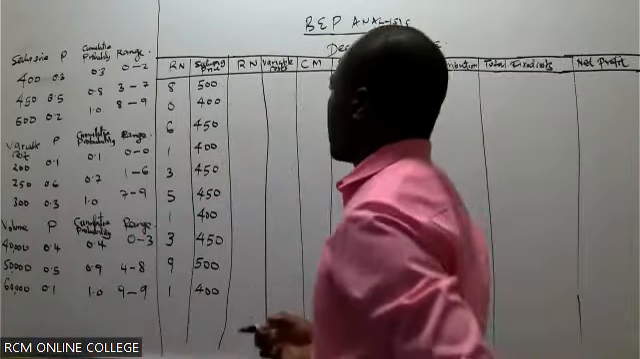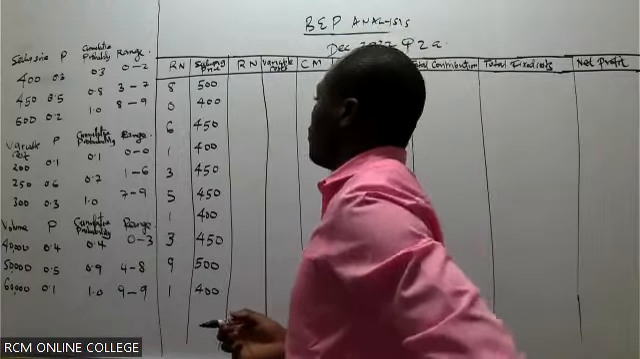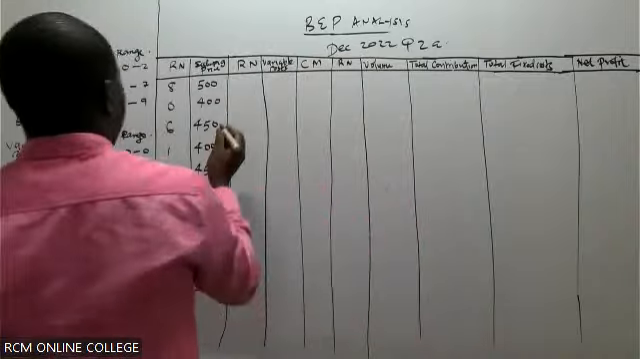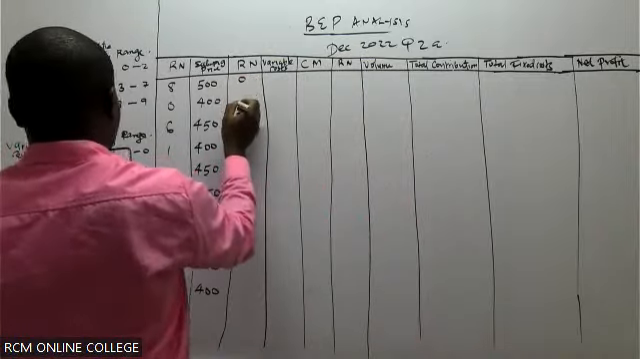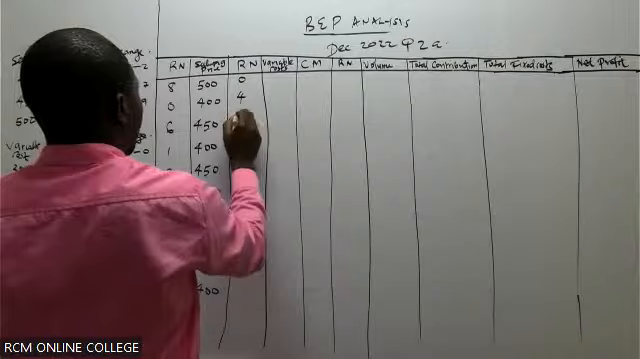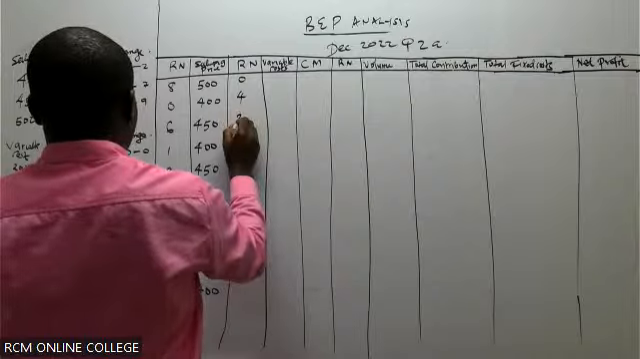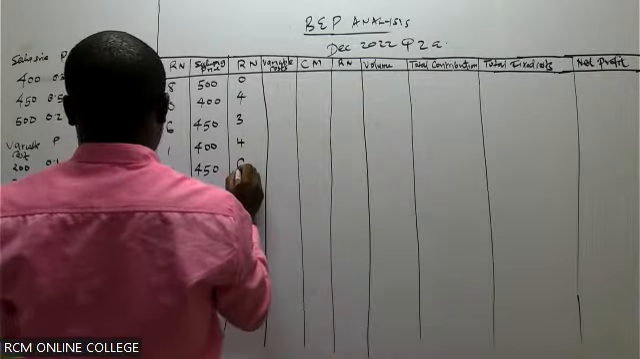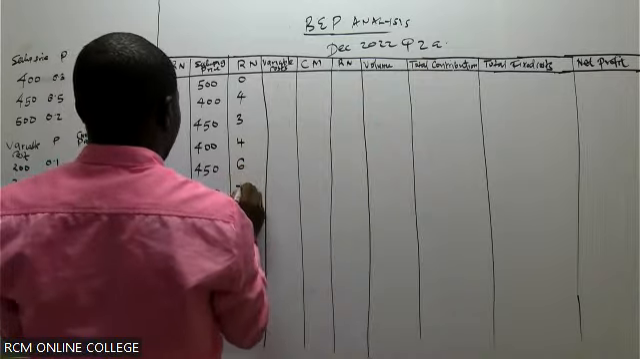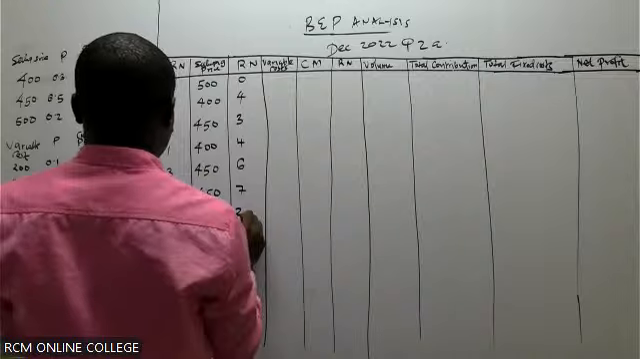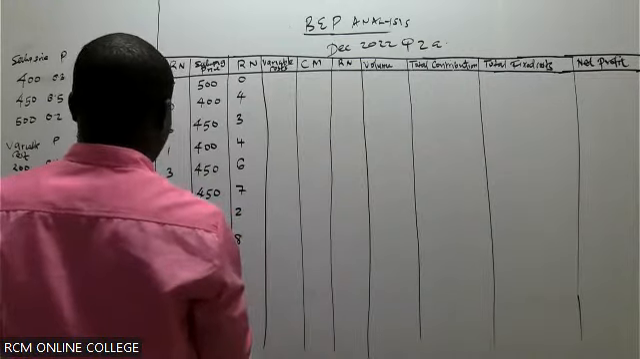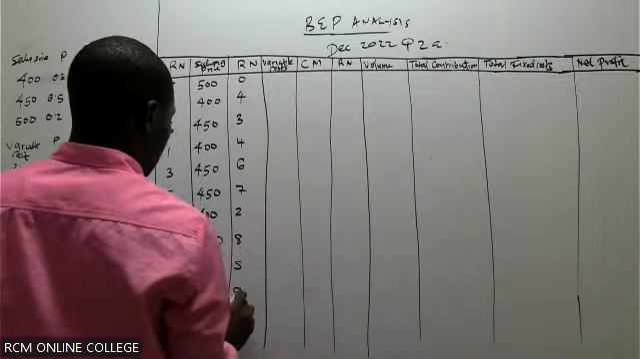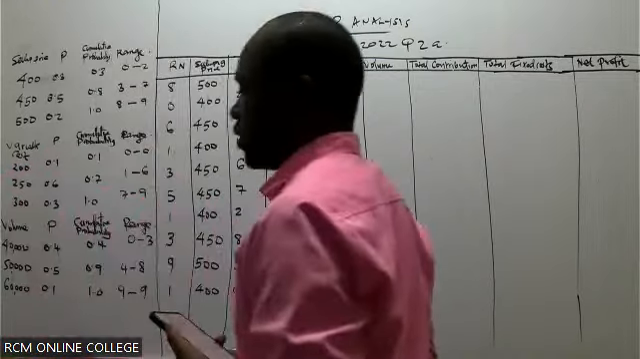Let me write down the random numbers for variable cost. So the random numbers for variable cost is starting from 0, 4, 3, 4, 6, 7, 2, 8, 5, 9. Good. So what do we have?